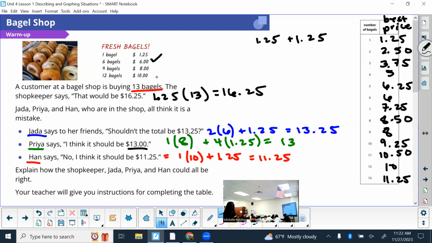Because again, another deal. When you get 12 bagels, you get to save a little bit of money. So it encourages you to buy more. So really, the shopkeeper probably should have honored the special pricing deals, so that way his customers are encouraged to actually buy more. So yeah, questions on that activity?